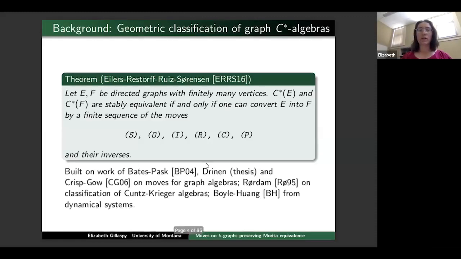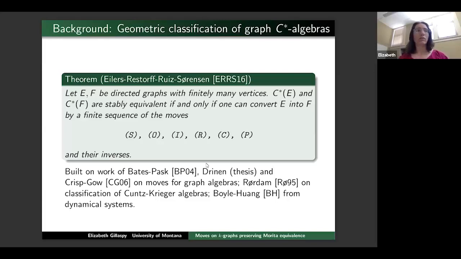So this work, in addition to building on earlier work of all of the authors, also drew on a lot of work by Teresa Bates and David Pask, Doug Drinan, in particular the work in his thesis, and Tyrone Crisp and Daniel Gao. This is what I get when I start saying full names of people. So these authors were doing earlier work on moves on graph algebras, operations you can do to a graph that don't change the resulting C-star algebra very much.